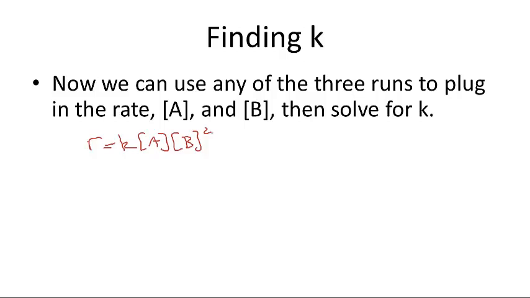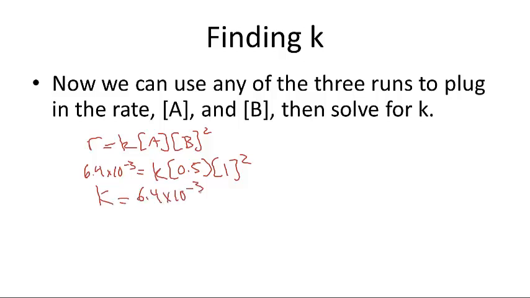Why is it easiest for 3? Because you get 1 squared. You don't have to do any squares. So 6.4 times 10 to the minus 3 equals k times 0.5 times 1 squared. So k equals 6.4 times 10 to the minus 3 over 0.5. So 1.28 times 10 to the minus 2, if I did my mental math right. All right, so you just plug it in.